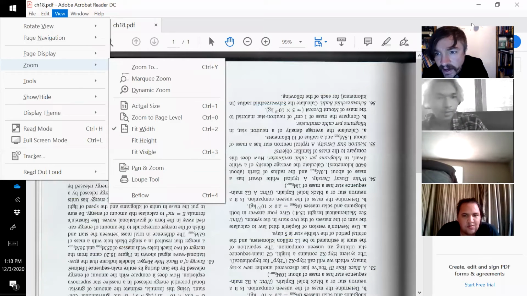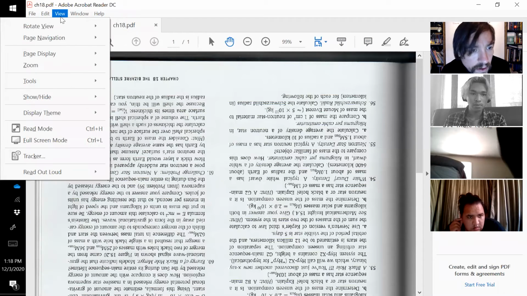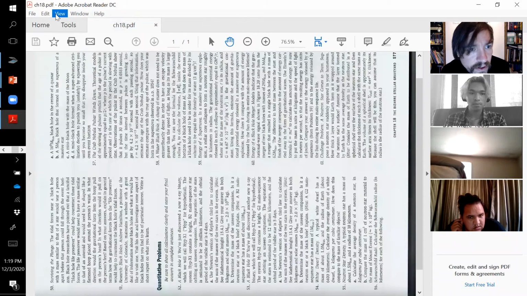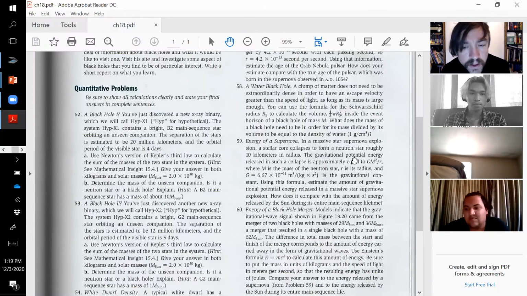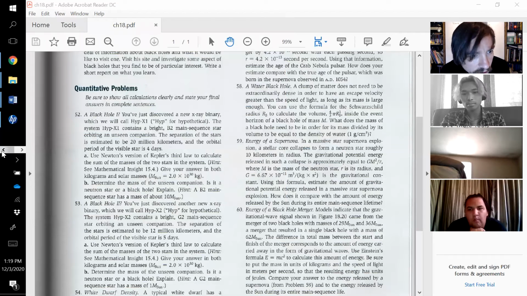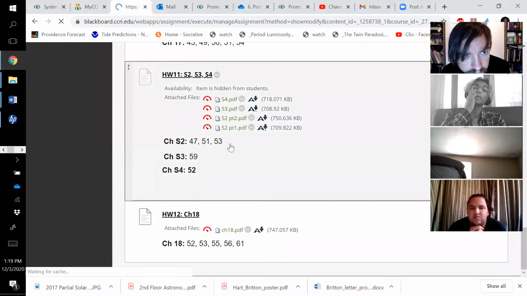If I had Acrobat Pro, which I don't have anymore because of CCR. At the top, rotate view. I'm sorry, where? Whatever you were just hovering over. Rotate view. Thank you very, very much. Okay, there we go. So let's see if we can save that. File, save as chapter 18, overwrite. Okay, that's good. And now I can edit this.